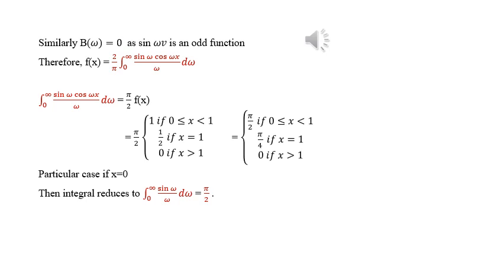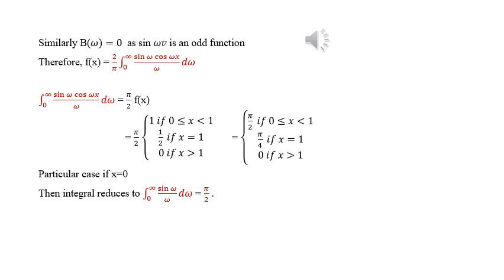How did this 1 by 2 come? Because this function is discontinuous at x equals 1. So there you can find the average of the left hand and right hand limits. That is, it is 1 by 2. So pi by 2 into 1 gives pi by 2 if 0 is less than or equal to x less than 1, and pi by 4 if x equals 1, and 0 if x is greater than 1.